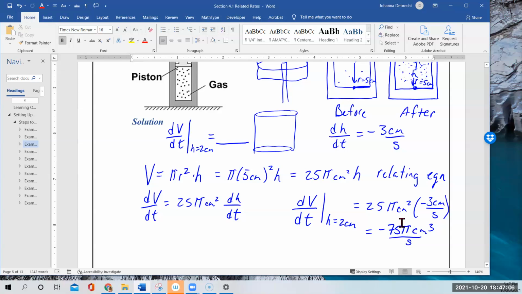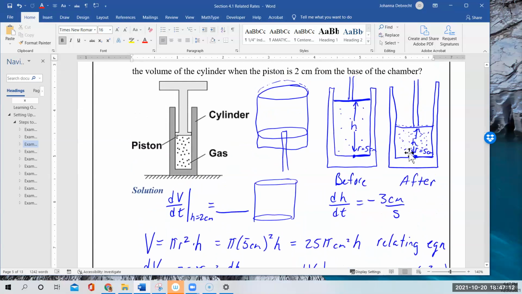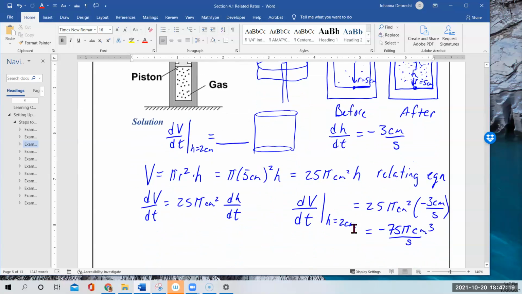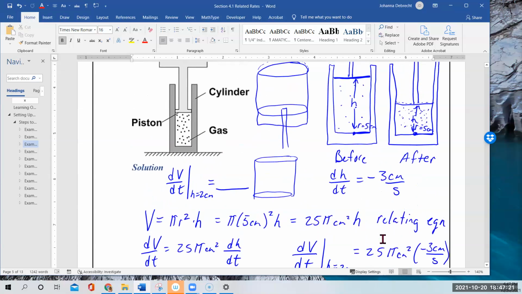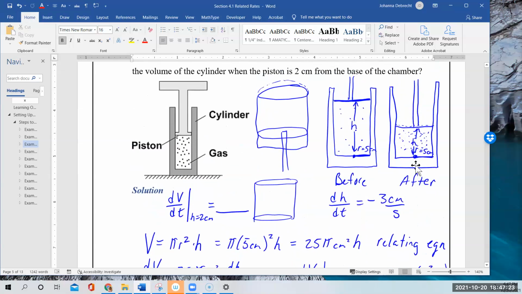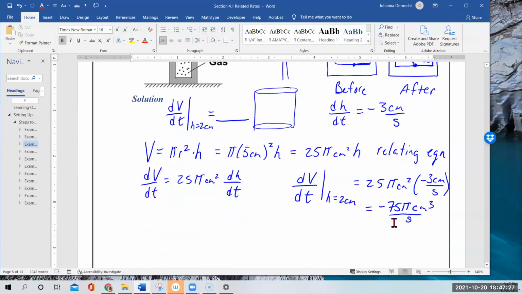Then I ask myself, does this answer make sense? Does it make sense that if the height is decreasing and getting smaller, the volume is getting smaller and decreasing? That makes the volume's rate of change negative. The answer is yes, it does. As the height gets smaller, the volume gets smaller, so it should be a negative rate of change.